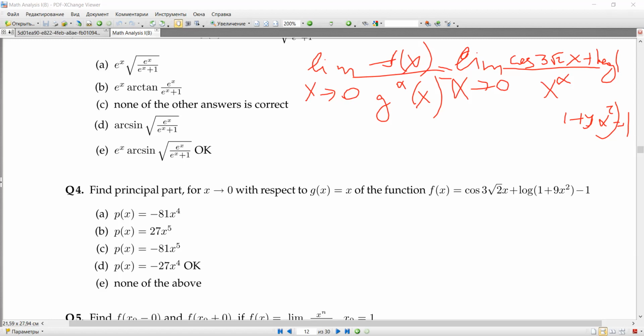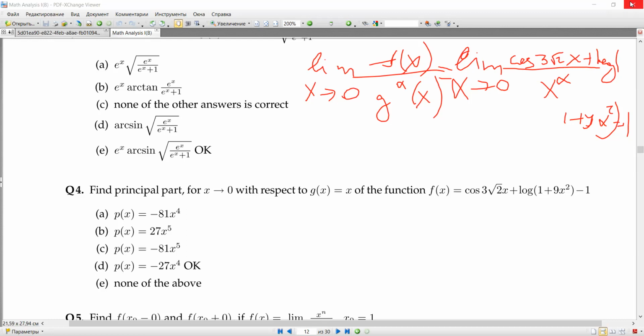Any idea here? Yeah, we can use L'Hopital's rule, but here we need to define alpha, the power of x. It should be a finite limit. We don't need just the limit here; we need to define alpha also. Do you understand me? Here we have two parameters, as we can see. It's just the power of x. Power of 1, or you mean which power?